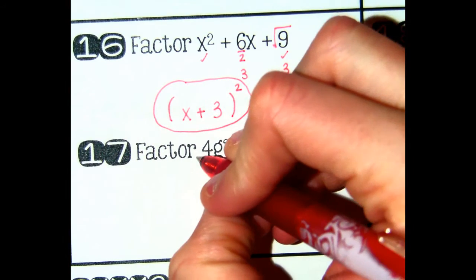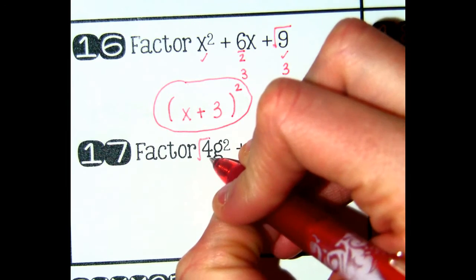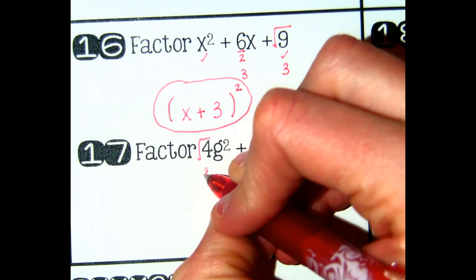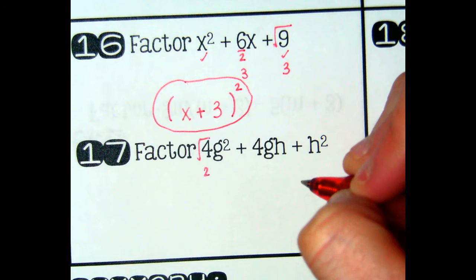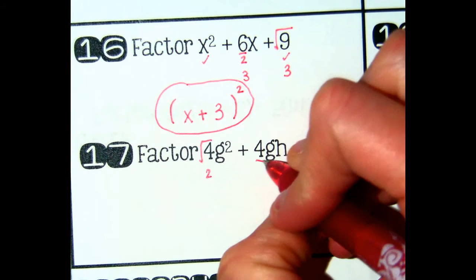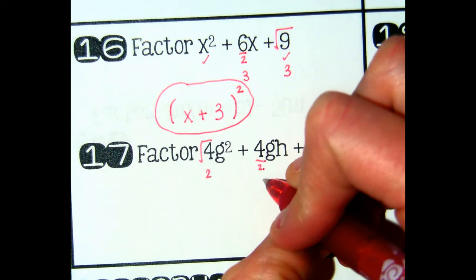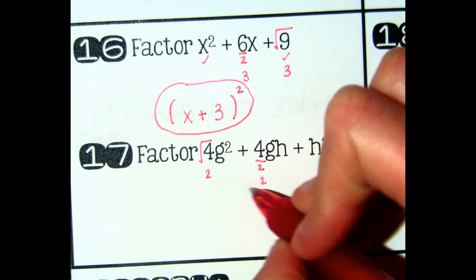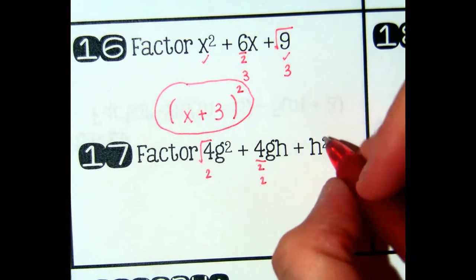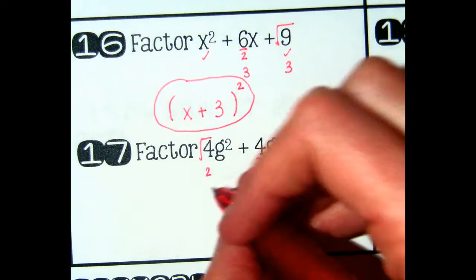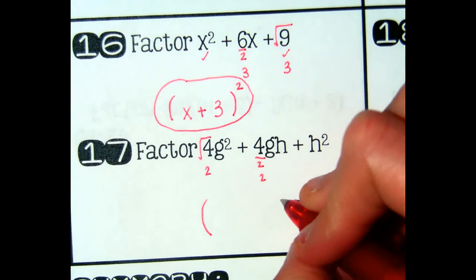Is 4 a perfect square? What is it? Is g squared perfect? Yes, okay. Is 4 divided by 2, what's that? 2, so that they match like they're supposed to? Okay. Is h squared perfect? Okay. That means it will work.